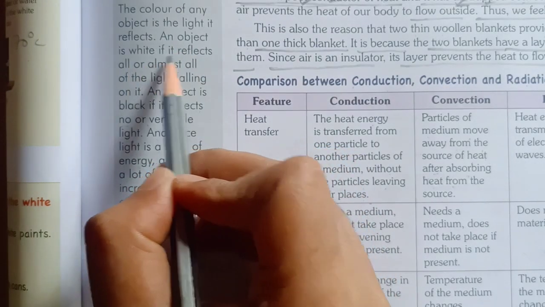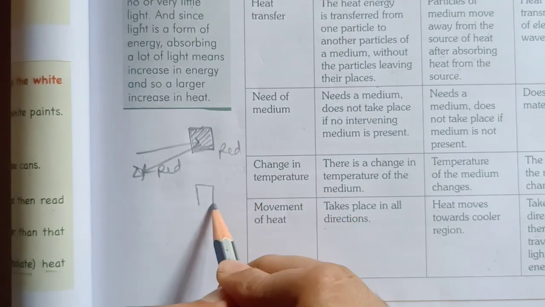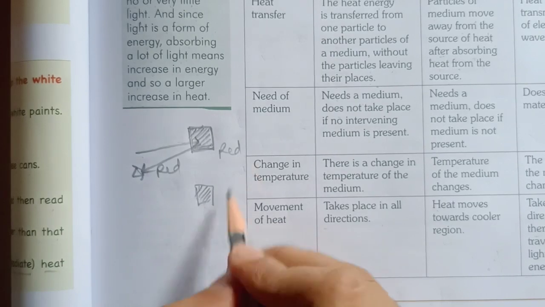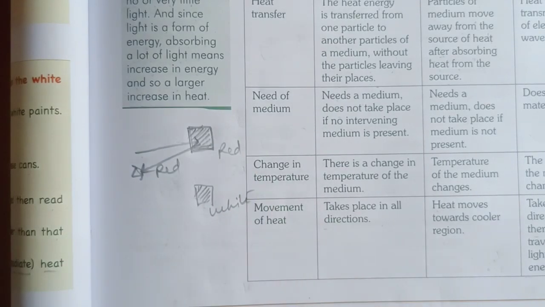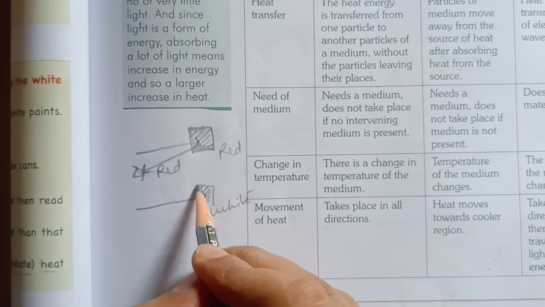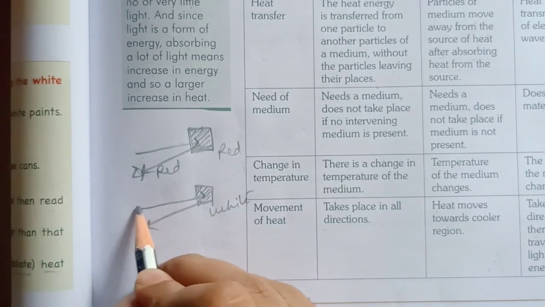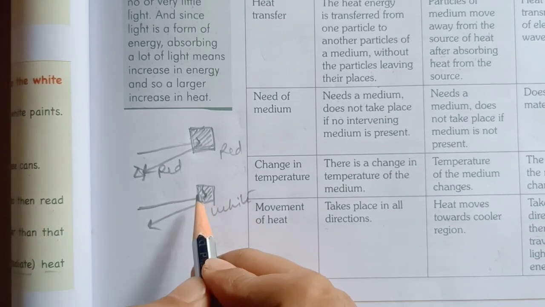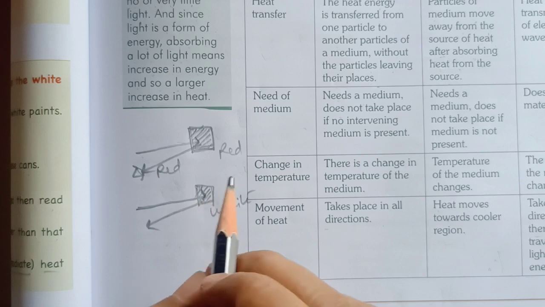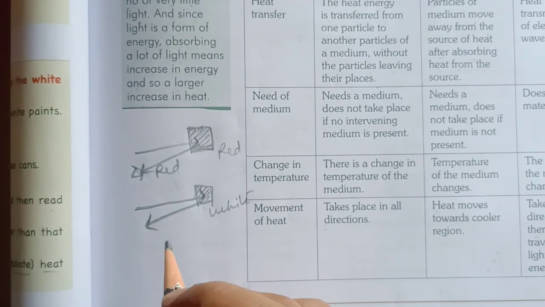An object is white if it reflects all or almost all the light falling on it. Now let's consider another surface of an object. Suppose this is white. So when white light falls on this object, it actually reflects all the light. That means when white light falls on this object, it does not absorb any of the light, rather it reflects the entire white light. That's why we see the object as white.